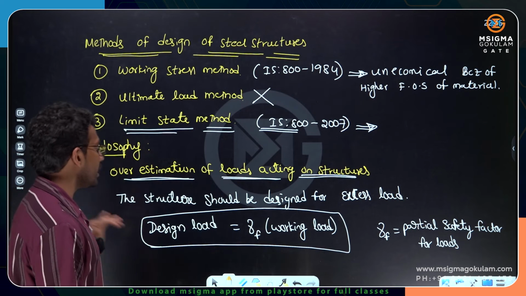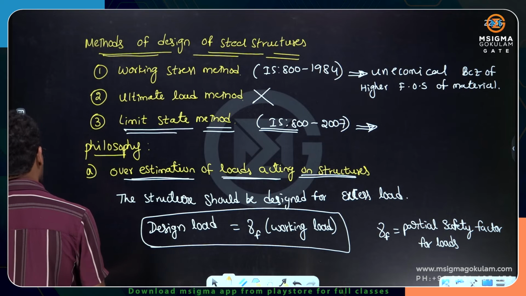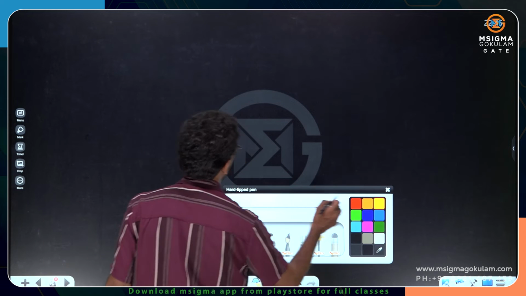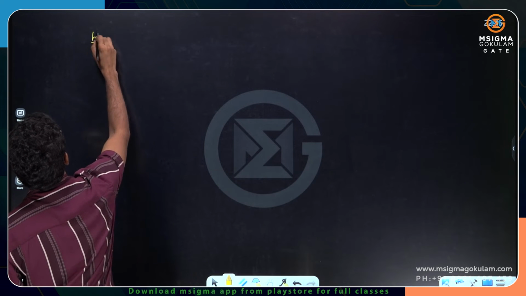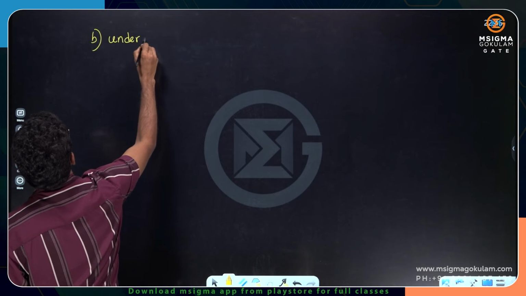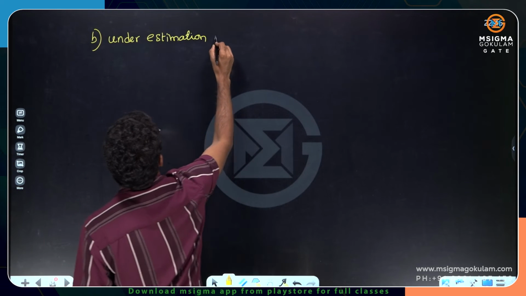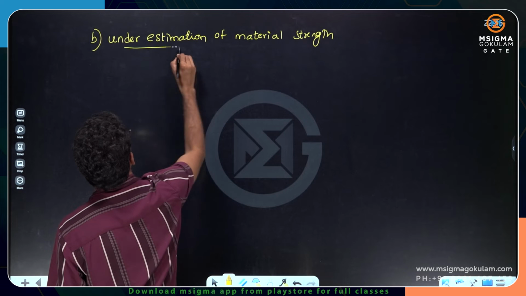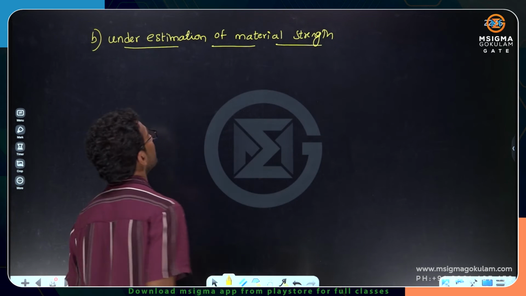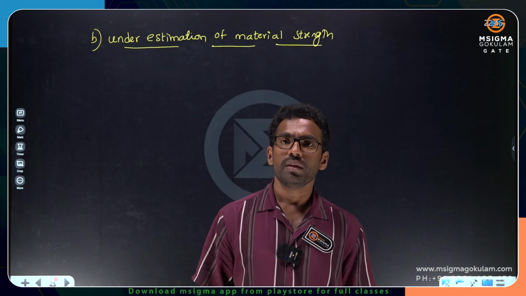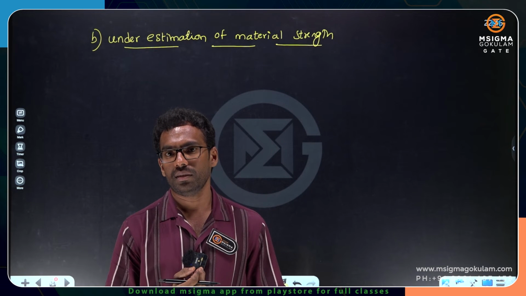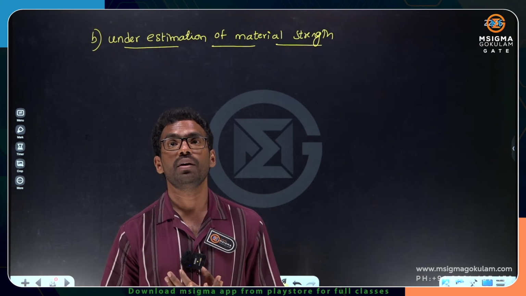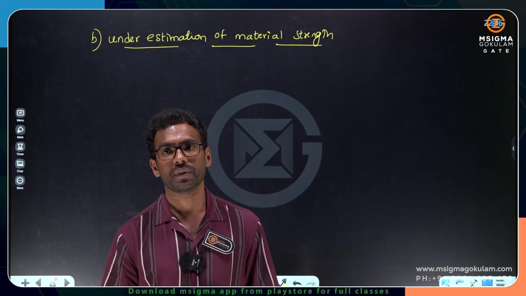Now, we have something we call underestimation of material strength. That is the other philosophy of the limit state method: underestimation of material strength. So, how do you underestimate material? What is the need of underestimation of material strength? Material strength always needs to be underestimated. The reason why we have to underestimate material strength is very simple.